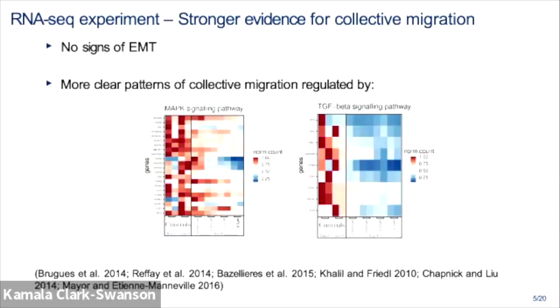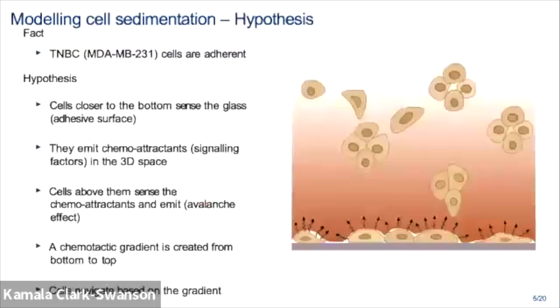Now we performed another experiment, with similar conditions between control and paclitaxel treatment, in order to find what type of active migration we have in our experiments. The differential gene expression analysis here gave no signs of EMT, but we had clearer patterns of collective migration regulated by MAPK, TGF-beta, and adherens junction pathways. And what is interesting with this type of migration is that we have intercellular signaling. So based on this, we constructed a hypothesis that will lead us to the model design at the end.